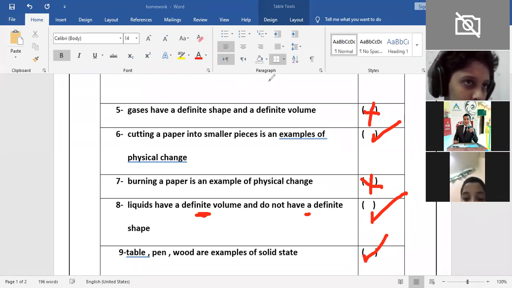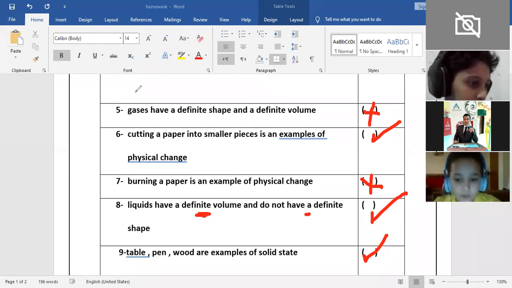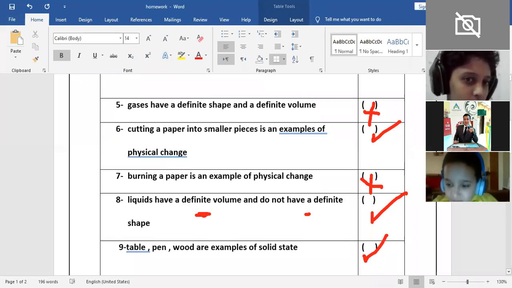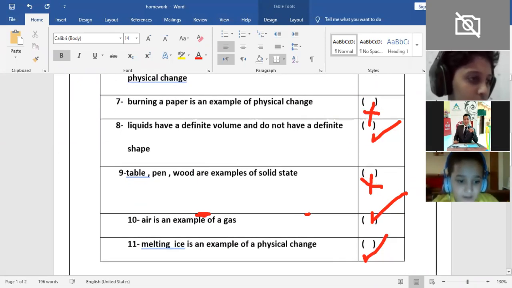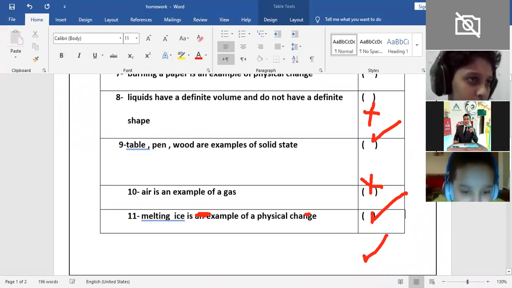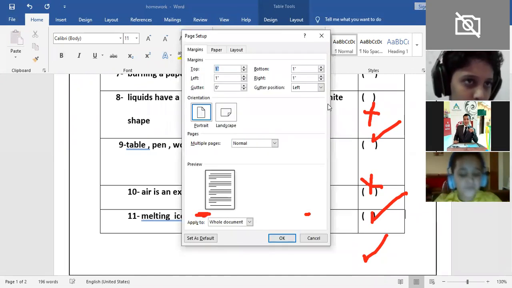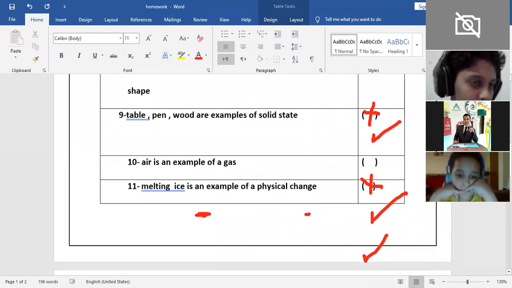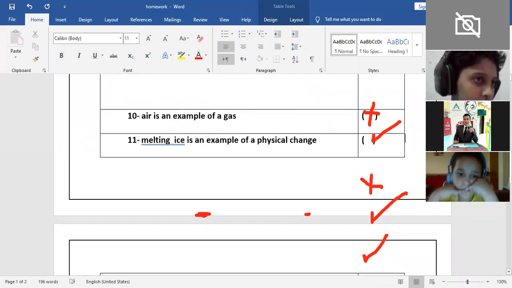Where is Sultan? Sultan Yahya is absent. Okay. Ammar Muhammad Ahmad, do number 10. Air is an example of gas. True. Yes, you are excellent. Because air, oxygen and carbon dioxide are examples of a gas. Yes, true.